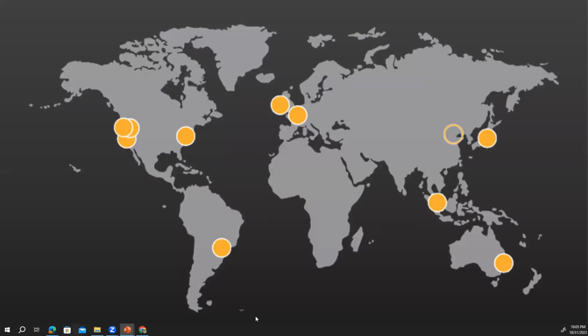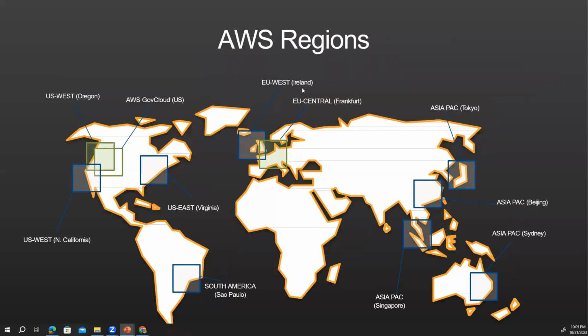I don't know about Antarctica, but this is Australia, this is South America, this is America, this is India. Here we have India also. These are all the places where your presence is felt. I think this is an old diagram, but around the globe you have your AWS present. That's the reason all these things are your AWS regions.